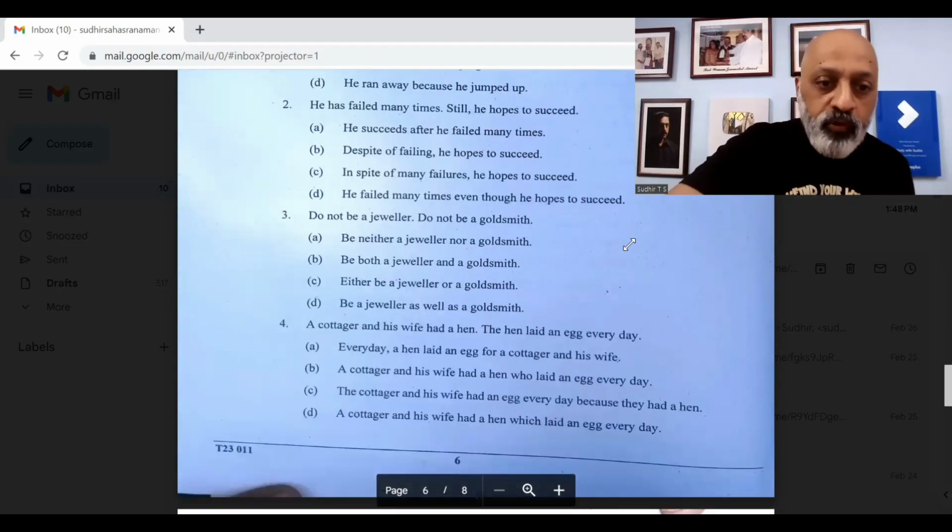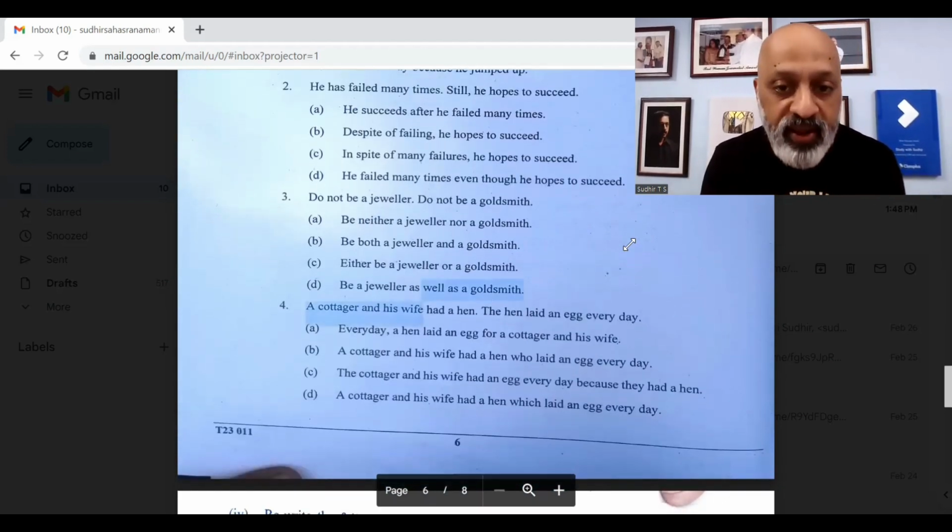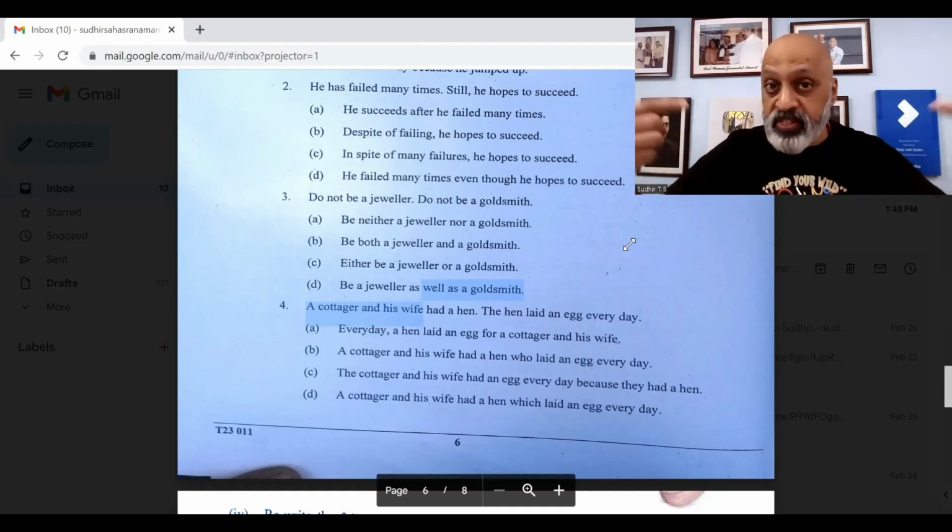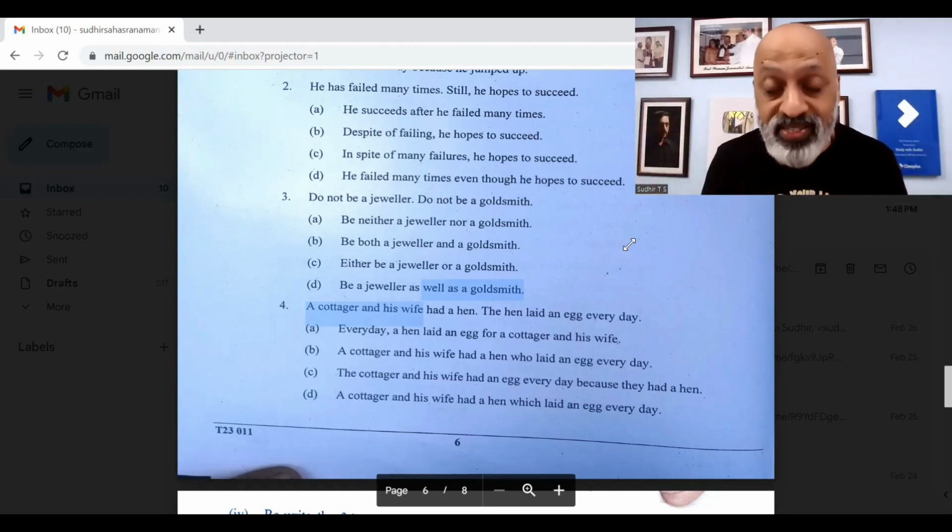Okay. Fourth one, a cottager and his wife had a hen. The hen laid an egg every day. Now here students have made a mistake between B and D. The correct one is D because we are talking about a hen. So a cottager and his wife had a hen which laid an egg every day.